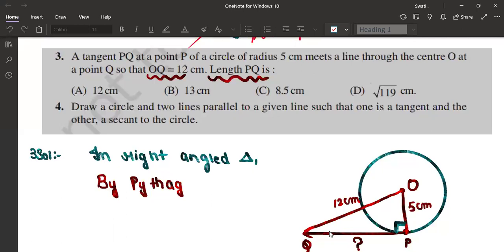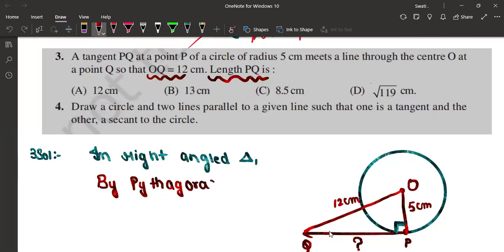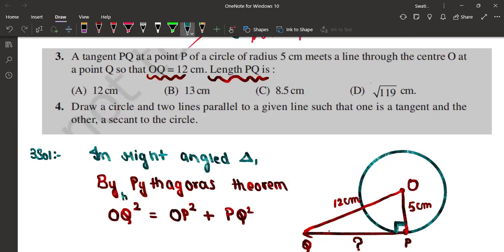So can we not write down that by Pythagoras theorem, the hypotenuse square, that means OQ square, which is the hypotenuse, will be equal to the perpendicular square, which is OP, plus the base square, which is PQ. Do you understand this? If you want, you can also write down that point first, that by Pythagoras theorem, hypotenuse square is equal to perpendicular square plus base square. But what is hypotenuse? OQ. What is perpendicular? OP. And what is base? PQ. And that is what we have to find out.